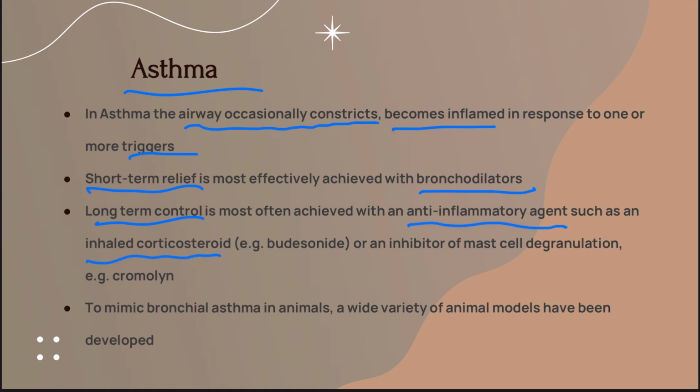the inhaled corticosteroid, that is budesonide, or by the inhibitor of mast cell degranulation, that is cromolyn. So to mimic bronchial asthma in animals, a wide variety of animal models have been developed, and the best suited animal is guinea pig, as it was in case of COPD.